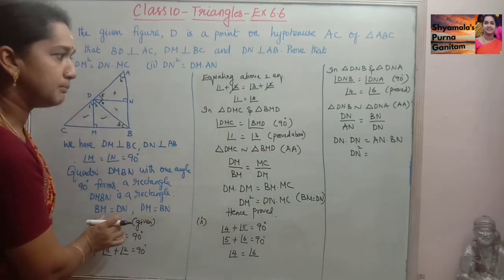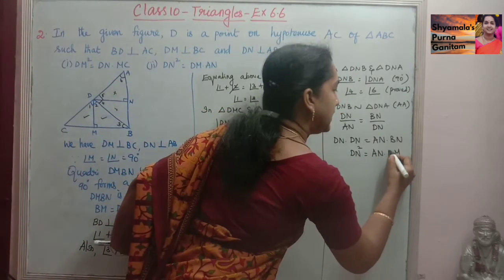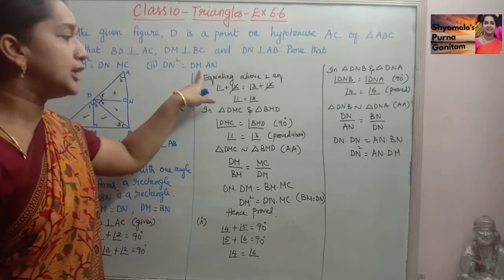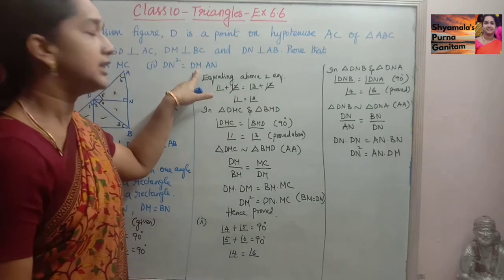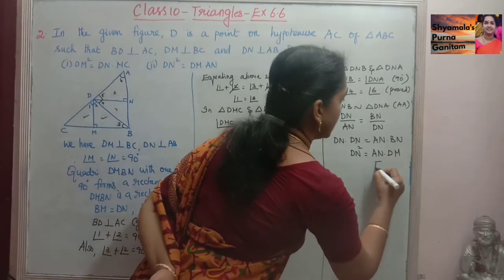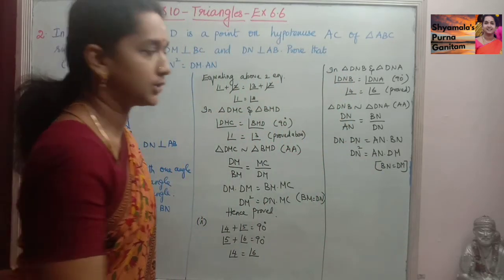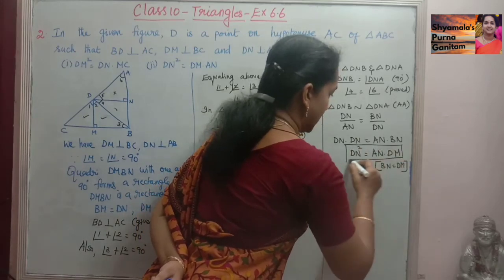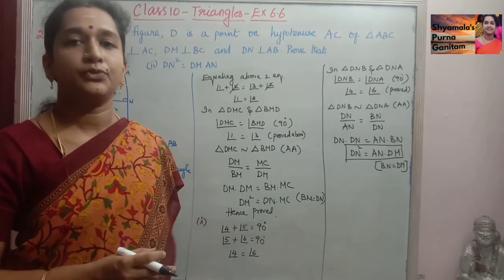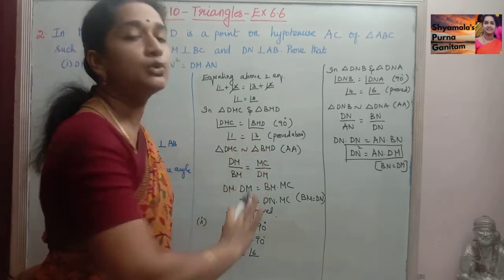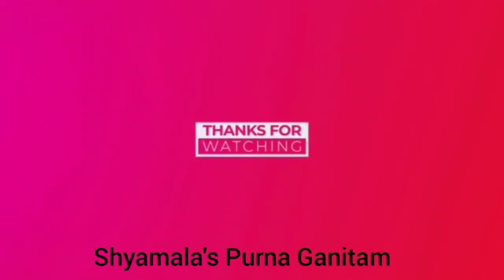So BN is equal to DM, so we will write AN into DM. So DN squared is equal to AN into DM, since BN is equal to DM. So this one we have proved. This is the proof for the second one. So this is how it has to be proved. Using similarity of triangles and the proportionality of their sides, we have given the proof for the given sum. Okay, thank you.